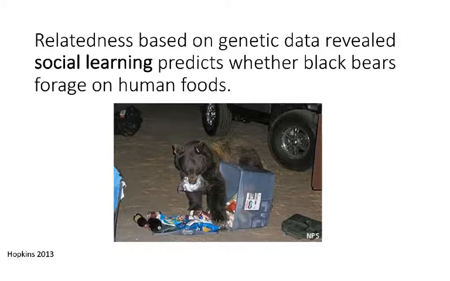And so what they did is they had data about bears that would raid campsites and forage there. That's what's shown here. And when they had that data combined with relatedness data about which bears were the moms of different offspring, what they found is there was actually a correlation here between the mothers that were raiding the campsites actually seemed to be teaching this behavior to their offspring, who then were also raiding the campsites. So this relatedness based on genetic data revealed that social learning is one of the ways that black bears are learning to forage on human food.